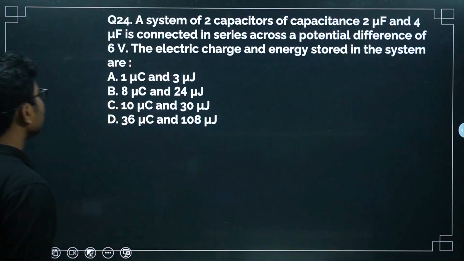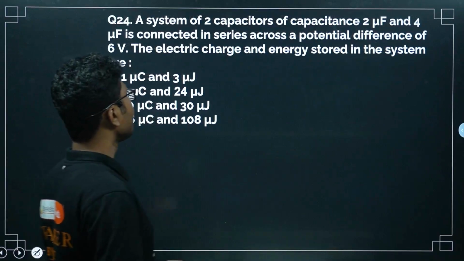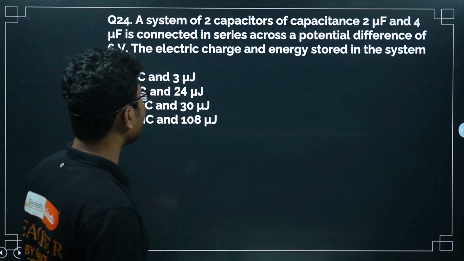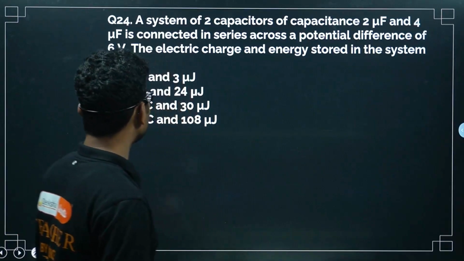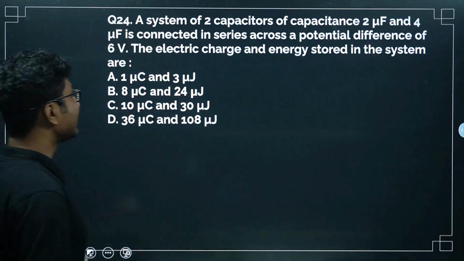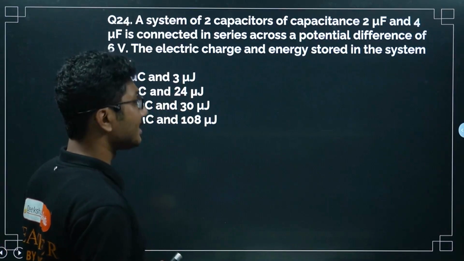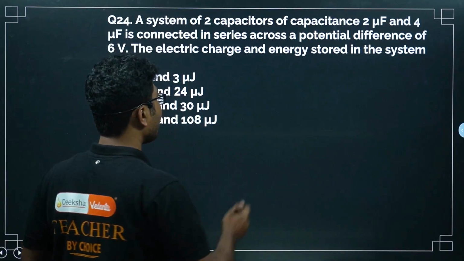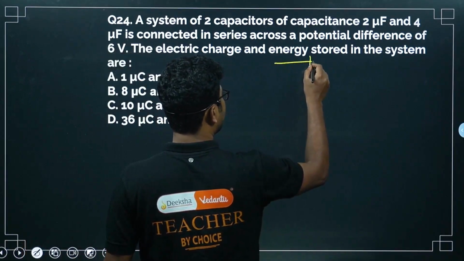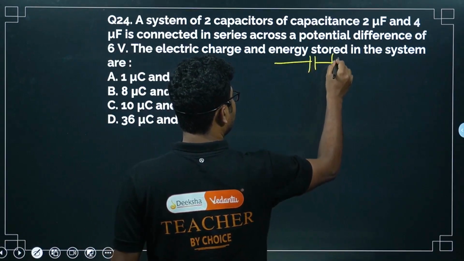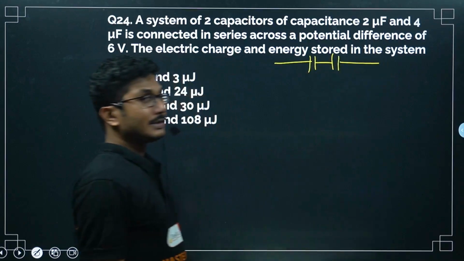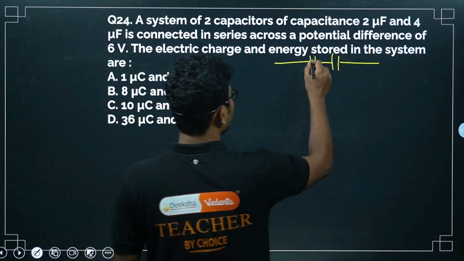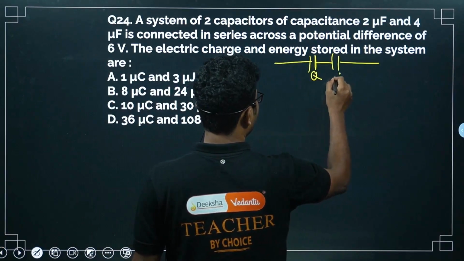Okay. Let's move on to the next problem. 24. A system of two capacitors of capacitance 2 microfarad and 4 microfarad connected in series across a potential difference of 6 volt. The electric charge and energy stored in the system are asked. Very similar to the previous problem. Same thing. Two capacitors are connected in series and they have asked you to find the energy and the charge stored in the system. So electric charge is capital Q, right?